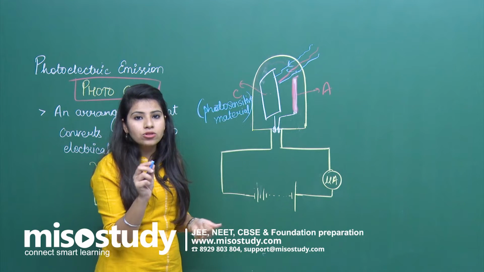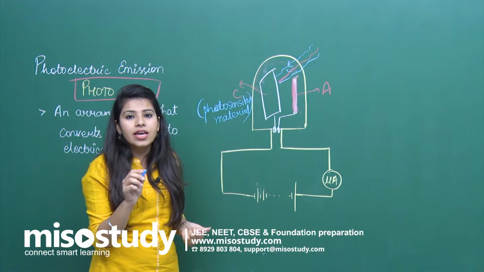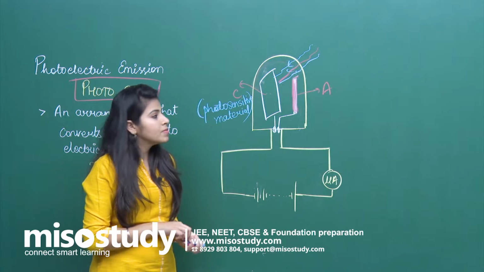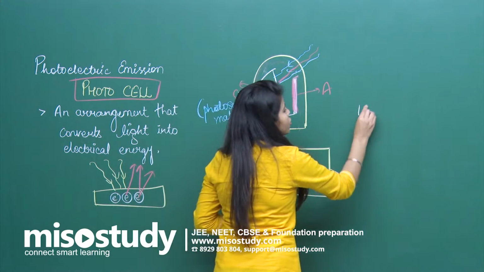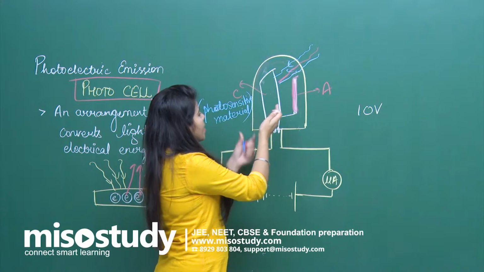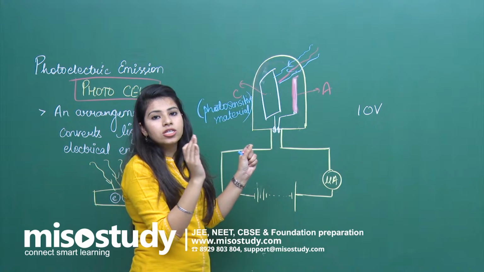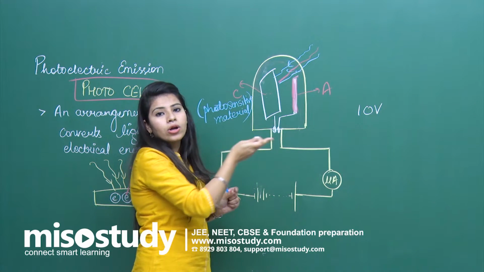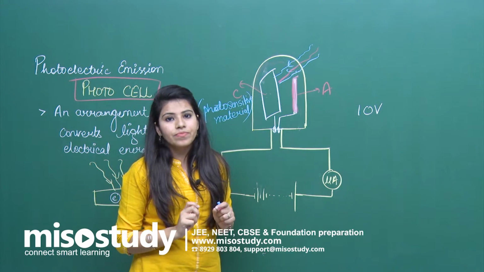Why? Because electrons have negative charge, and this anode is at positive potential. Say I am giving 10 volt of potential at this anode. Due to this potential difference, the electrons will start going towards this anode.